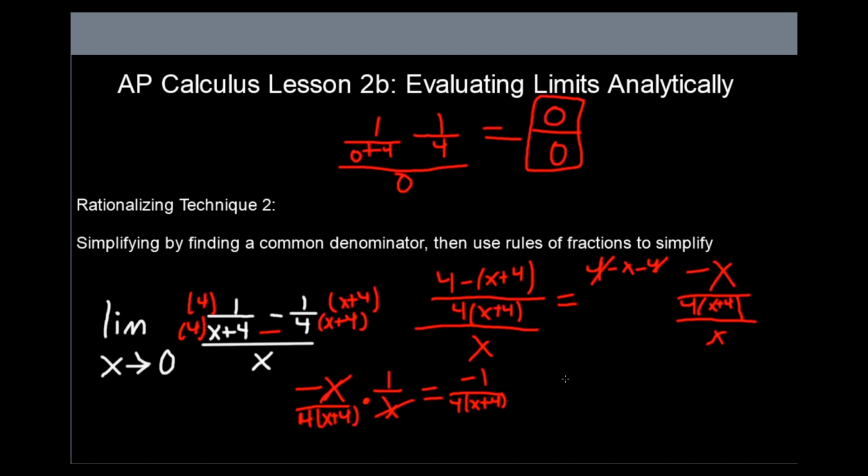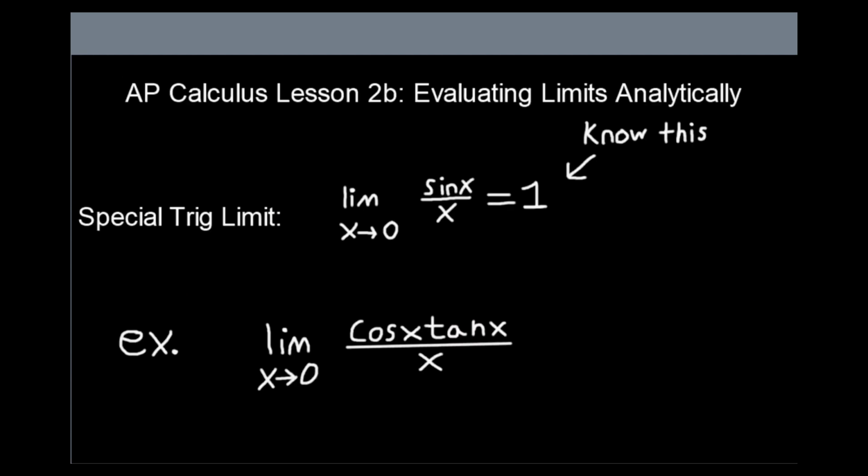So now we're going to do negative 1 over 4 times 0 plus 4, which is just going to be negative 1 over 16. Right there. Boom. That is how we would do this problem. And then time for the next slide.